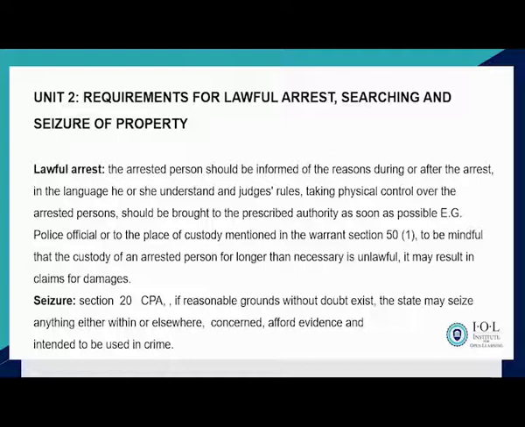To be mindful that the custody of an arrested person for longer than necessary is unlawful and may result in claims for damages. Says section 20 CPA, if reasonable grounds without doubt exist, the state may seize anything either within or elsewhere, to afford evidence, and intended to be used in crime.